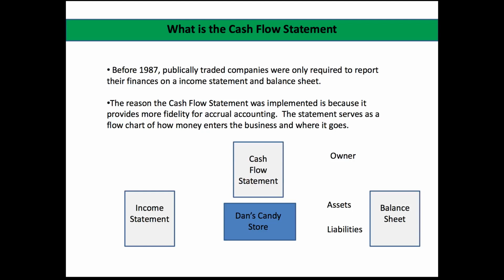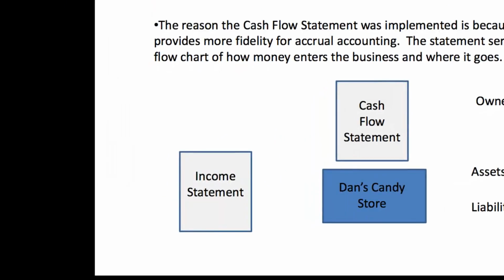So just a quick recap, the income statement, which you'll find on the bottom left there, and what I'm going to use for this scenario is a basic candy store. We're going to say it's called Dan's Candy Store. And we're going to just use some real generic money to show how that money flows through Dan's Candy Store. And we're going to show what each one of these three statements do.